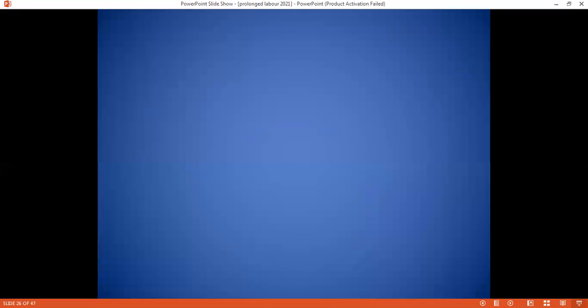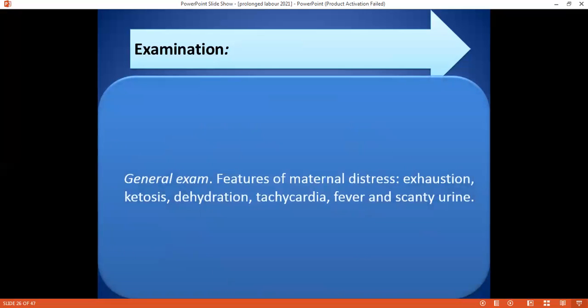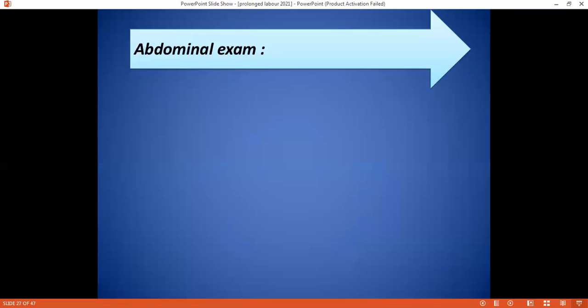So diagnosis, first we have history. Second, examination, always start with the general examination. Sometimes the mother is exhausted and in distress with dehydration, ketosis, tachycardia, fever, scanty urine, all these should be corrected because it will cause morbidity to the mother.